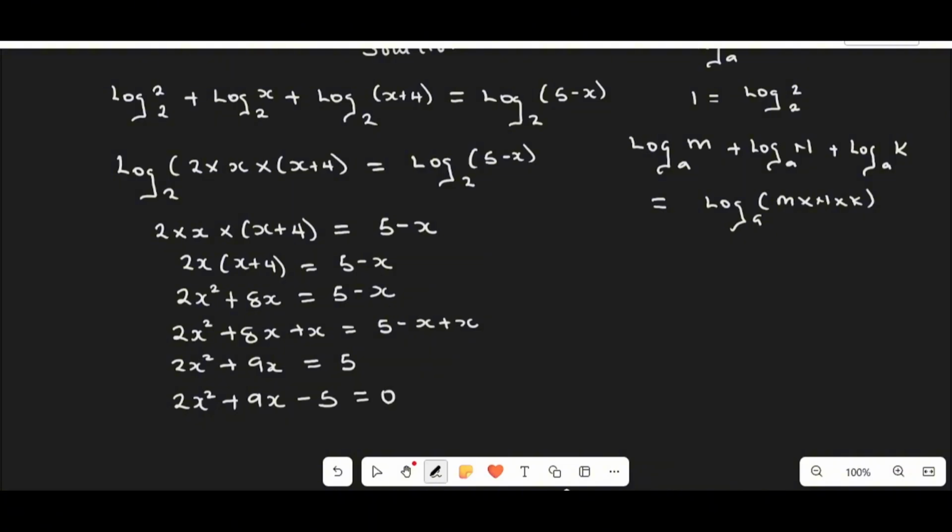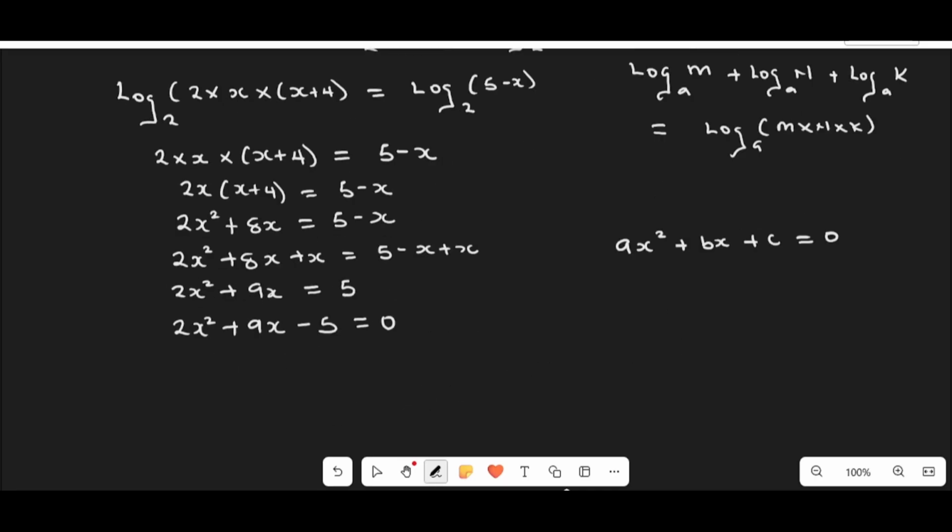I want you to recall the standard quadratic equation, which is ax squared plus bx plus c equals 0. Now if we compare this equation with this equation, our a will be 2, our b will be 9, and our c will be minus 5. So a equals 2, b equals 9 and c equals minus 5.